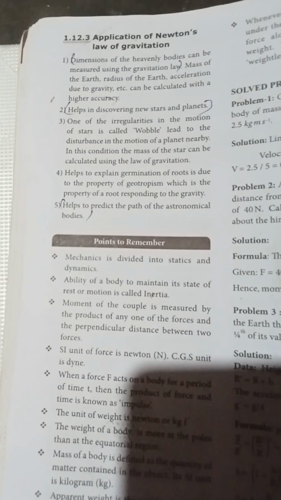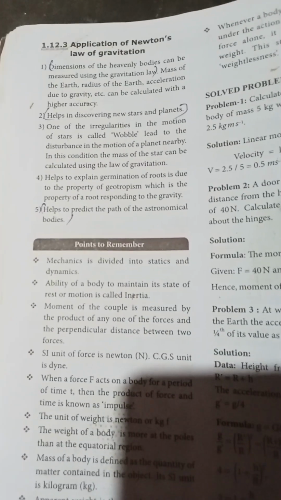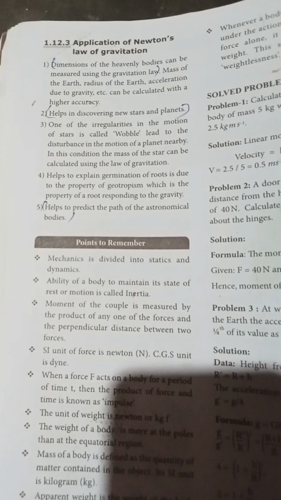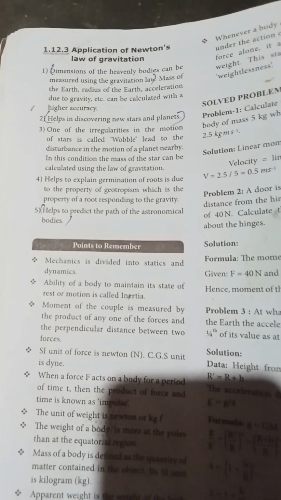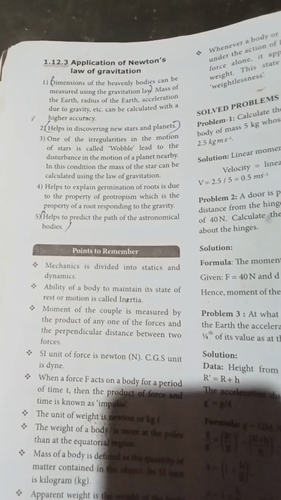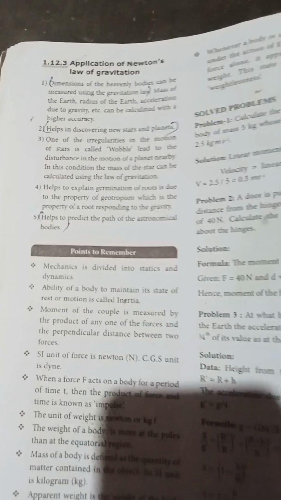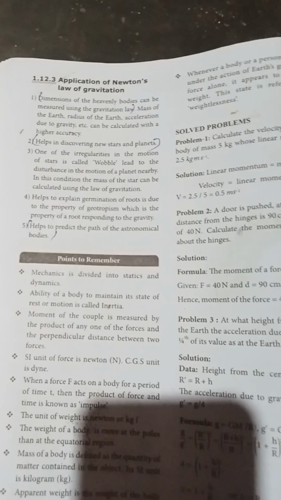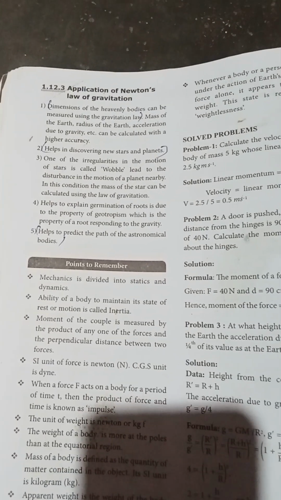Next, applications of Newton's law of gravitation. The dimensions of heavenly bodies can be measured using the gravitational law. So these are all applications of Newton's law. We measure the heavenly bodies, meaning large bodies. Next, it helps in discovering new stars and planets. It helps to predict the path of the astronomical bodies.